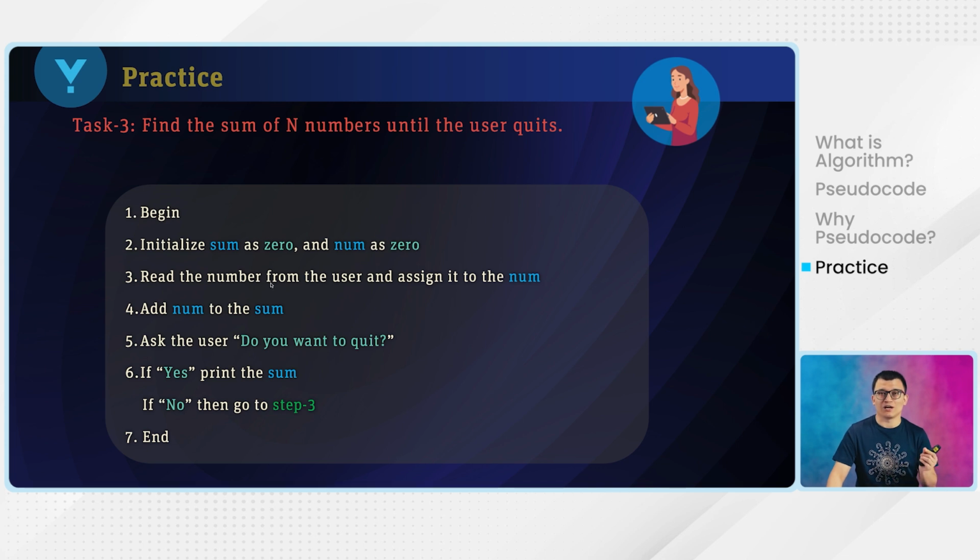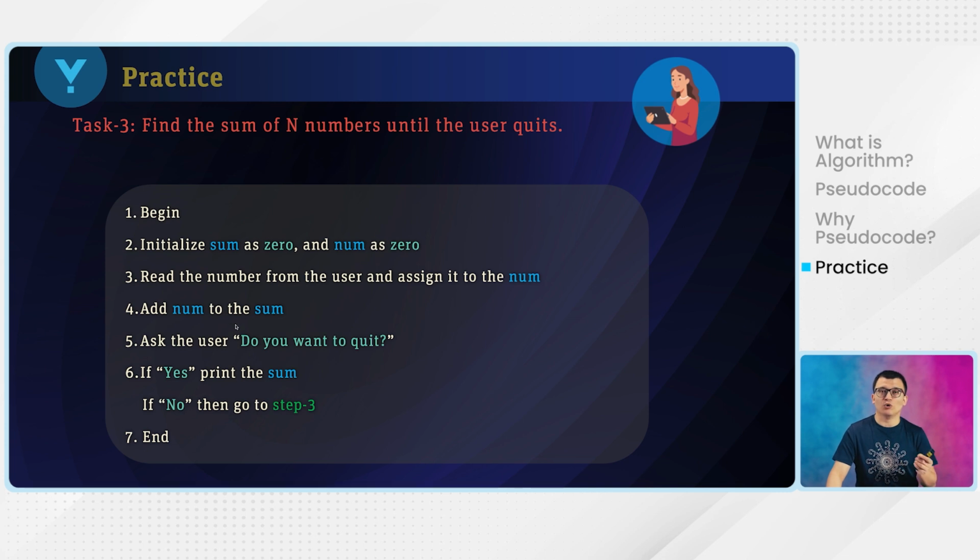Okay, we ask the user to enter a number and assign it to the variable num, and then we will add the value of the num to the sum. Okay, so which means now the num will contain the value of the second user entered number, and the second user entered number is also added to the sum. So every time the user answers no to the question at step number 5, that means the new number will be stored into this variable num, and then that value will be added to the sum.